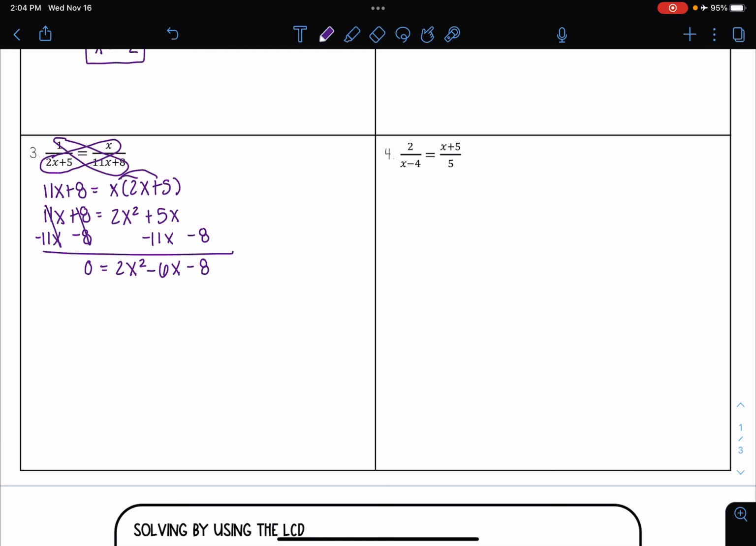And now I need to go ahead and factor this. I first noticed that there is a GCF of 2, so to make my life easier, I'm going to go ahead and divide everything by 2. And that gets me 0 is equal to x squared minus 3x minus 4. And now I need to factor that. And so I'm looking for two numbers that multiply to negative 4 and add to negative 3, and that's going to be negative 4 and 1.